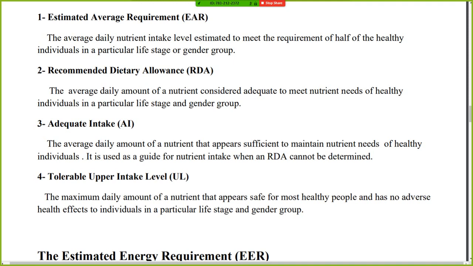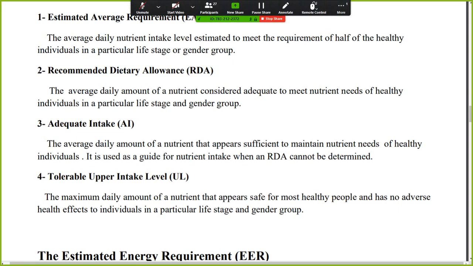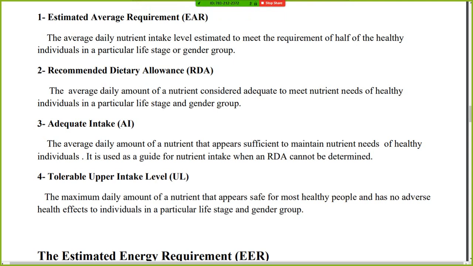Number 4, tolerable upper intake level. This is defined as the maximum daily amount of the nutrients that appears safe for most healthy people and has no adverse health effect to individuals in a particular life stage and gender group.